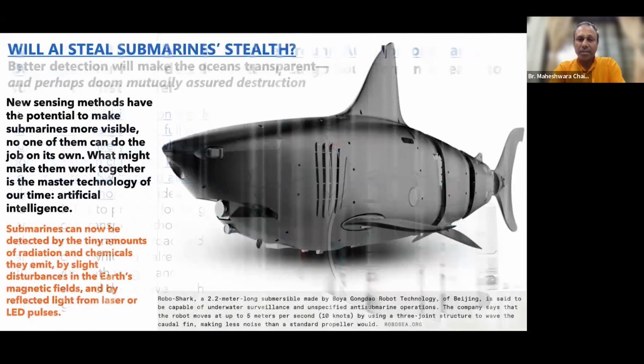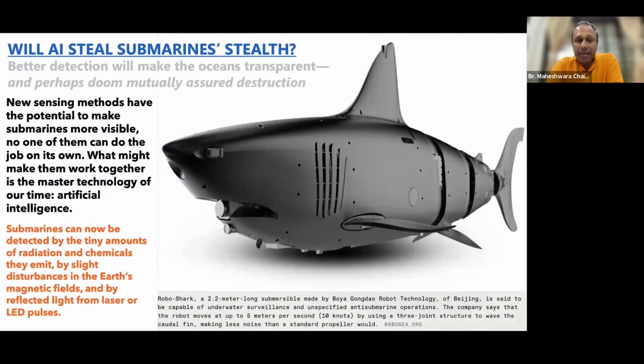Now, the second is this, you can see this. Will AI, artificial intelligence, steal the submarine's stealth? This is a Chinese submarine, and that is being built to understand what is happening in the surroundings. Now, if you read the text, better detection will make the oceans transparent and perhaps doom mutually assured destruction. That also is possible. New sensing methods have the potential to make submarines more visible. No one of them can do the job on its own. What makes them work together is the master technology of our time, that is artificial intelligence.